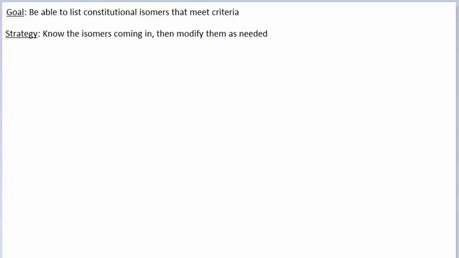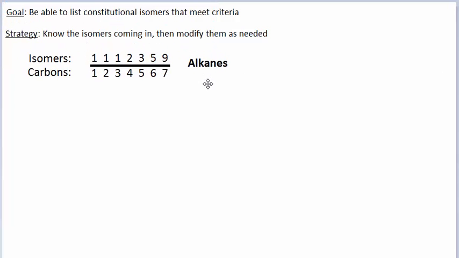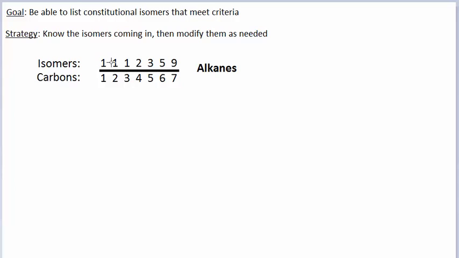So the first is that you should commit this number to memory. So this sequence up here, 1, 1, 1, 2, 3, 5, 9. You'll see what it means in a little bit, but basically it tells you the number of isomers for each, I guess, length of carbons that you'll have. It makes more sense when you start actually looking at it. So what do we mean?